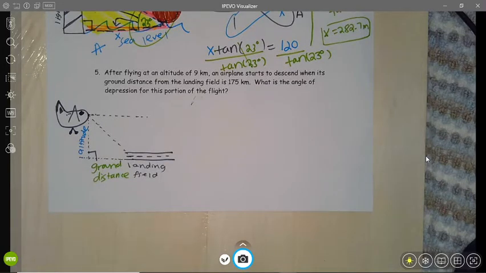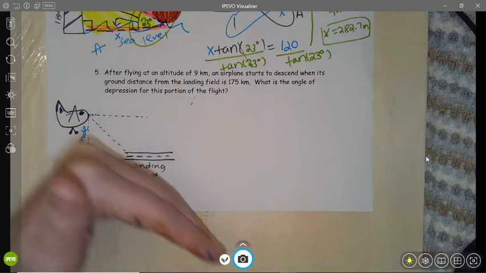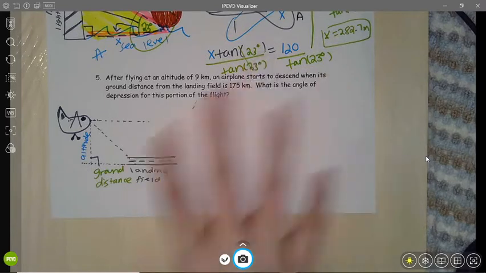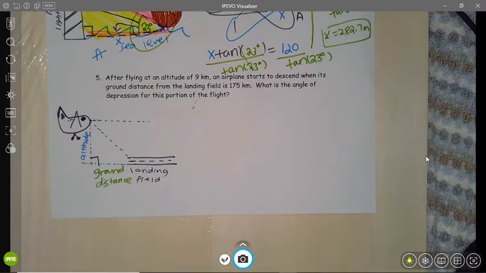But anyway, so after flying at an altitude of 9 kilometers, a plane starts to descend when its ground distance from the landing field is 175 kilometers. Okay, so before we talk about the rest of this, first of all, an altitude of something tells you how high up in the air you are.